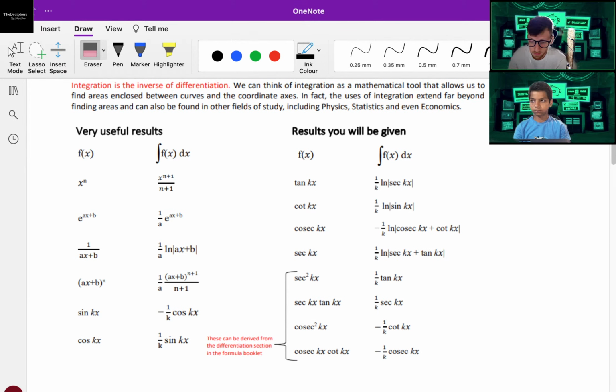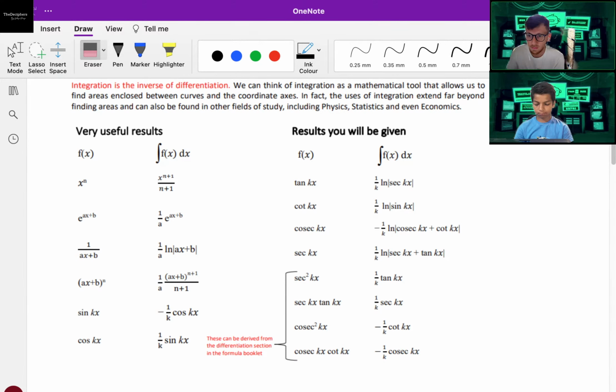Okay, the results that you'll be given in the formula book, but you should still know how to derive them, because you may be asked to prove them. Tan kx integrates to 1 over k ln sec kx, cot kx integrates to 1 over k ln sine kx, cosec kx integrates to negative 1 over k ln cosec kx plus cot kx, sec kx integrates to 1 over k ln sec kx plus tan kx. So you'll be given those results in the formula booklet as they are like that.